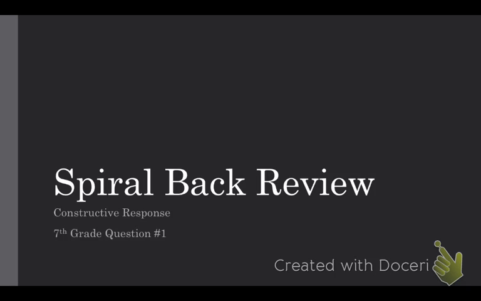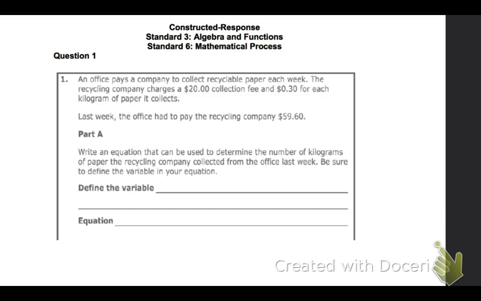This is a spiral back review for 7th grade. This is question 1 of 5. Always make sure you read your question well. I also try to, if the standard is there, look at it or something close. So this is algebra. I've got the word equation here.